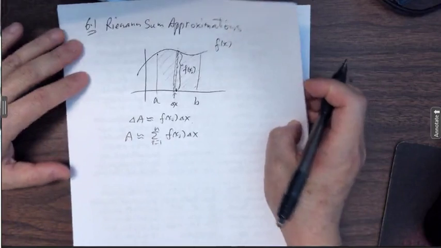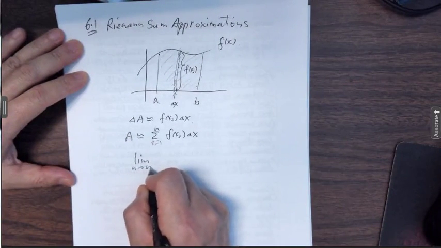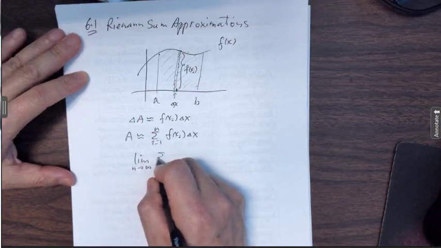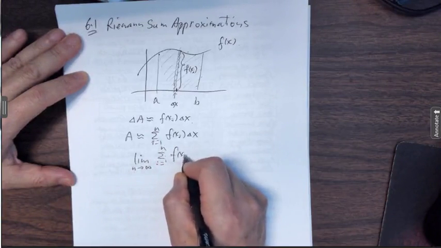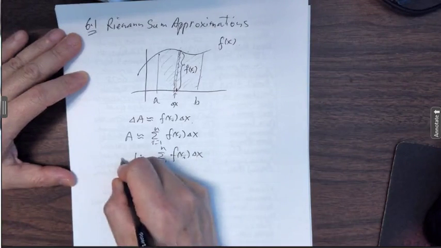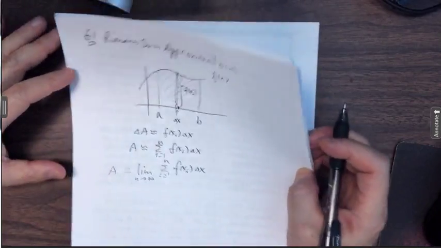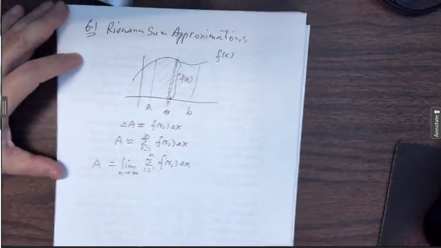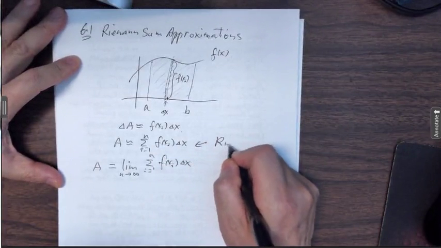Mathematically, we can show if n goes to infinity, the limit of this sum is going to be the exact area. Now, this sum is what we call the Riemann sum.